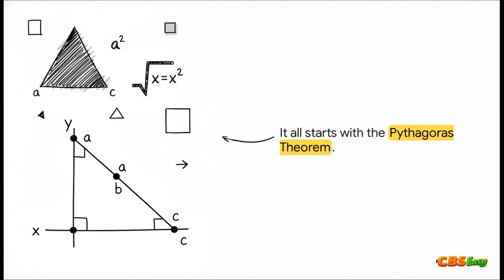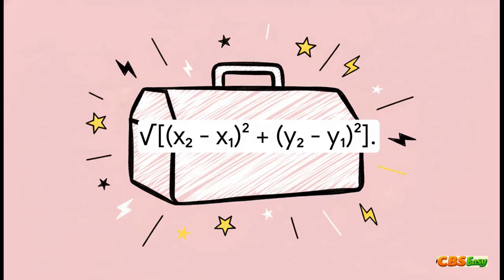Now, here's the really cool part. The distance formula isn't some brand new scary thing you have to memorize from scratch. It's actually a concept you already know really well. The Pythagorean theorem, just wearing a clever disguise. If you look at this image, any 2 points can become the hypotenuse of a right-angled triangle. It's really that simple. And here it is.